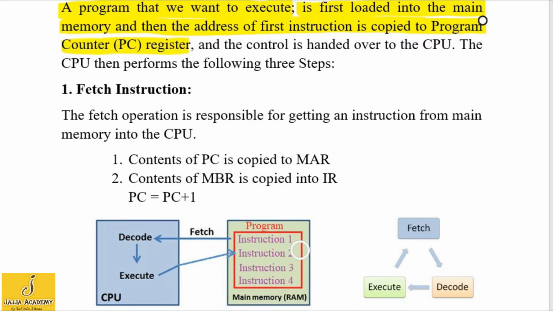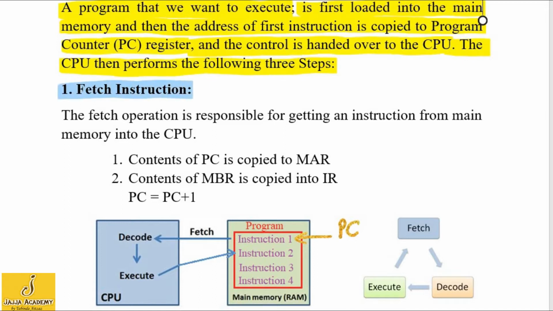This is a program which is loaded into the main memory, and according to this statement, the address of the first instruction is copied to the program counter register. It means the PC register is pointing to the first instruction of this program because the address of the first instruction is copied to the PC register. After copying the address of the first instruction into the PC, the control is handed over to the CPU, and the CPU then performs the following three steps.